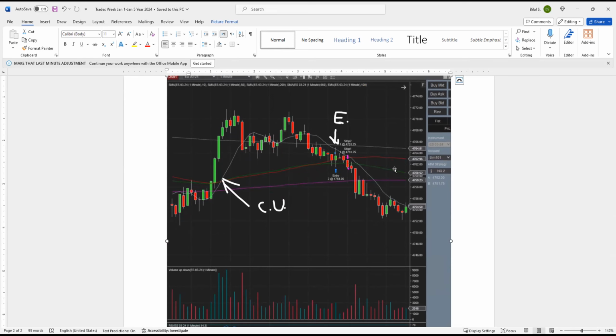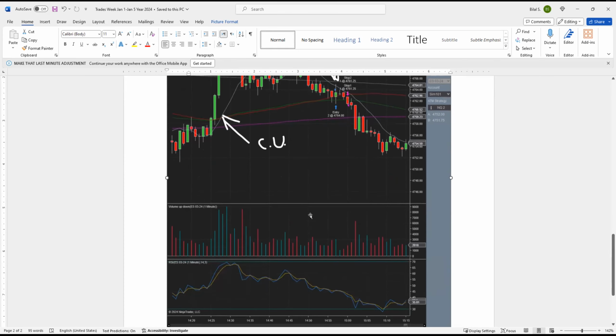But maybe add the MACD now. Add the MACD, so you'll have the volume, MACD, and RSI. I have the MACD on a different screen though. I think it's on TradingView, which I use for the charts. So I have the MACD there.